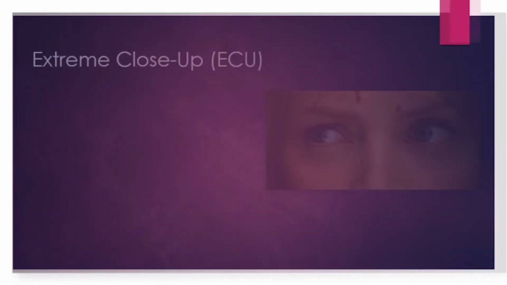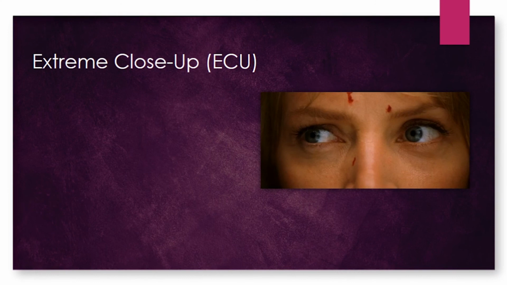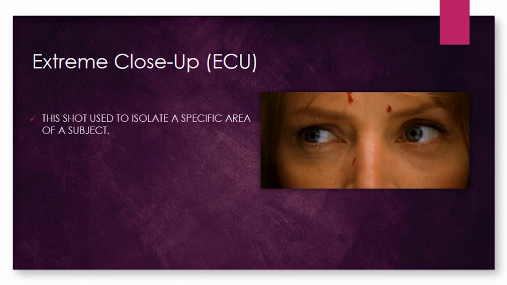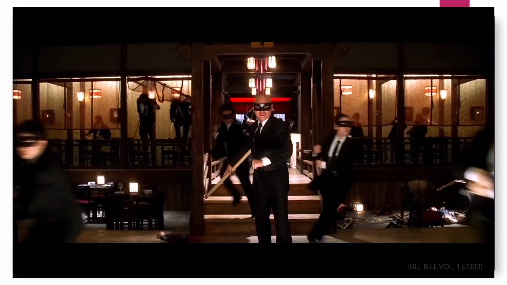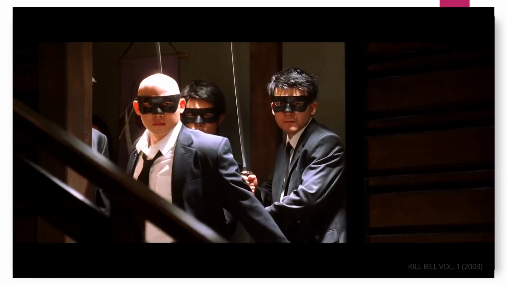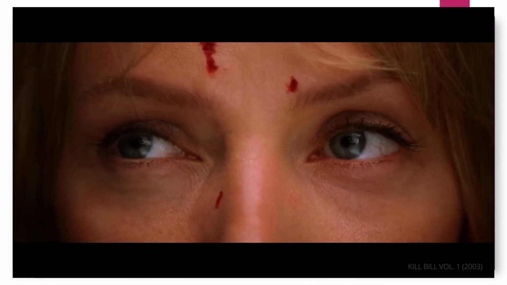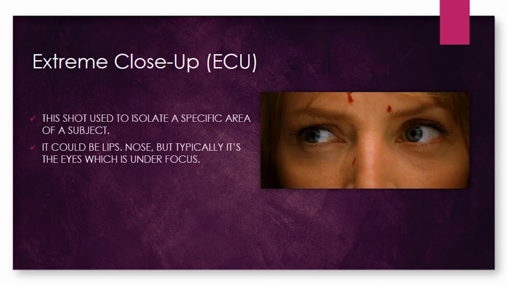Let's jump to another type of close-up, which is the extreme close-up, ECU. As you can see here, Uma Thurman in the Kill Bill movie, Kill Bill 1 or 2, the camera is focusing on her eyes. This shot is used to show a specific area of the subject, which is the eyes. But sometimes the director uses this ECU for showing other details like the nose or the lips. So it's still considered an extreme close-up, but with a different part of the body.